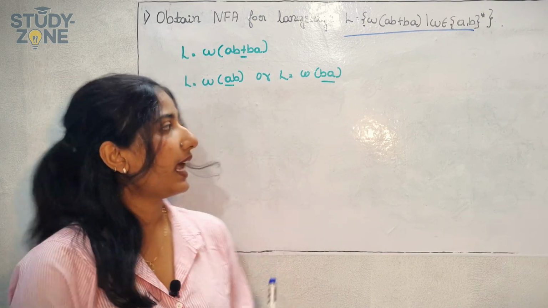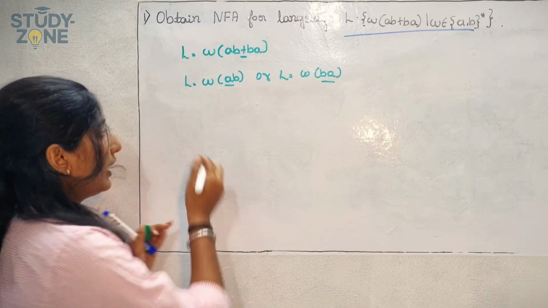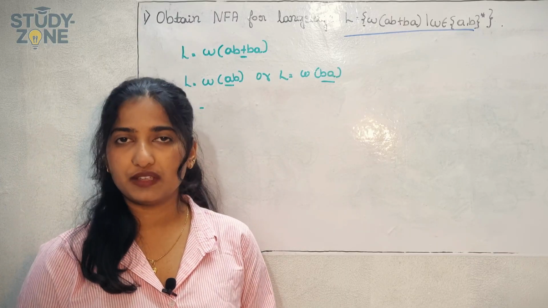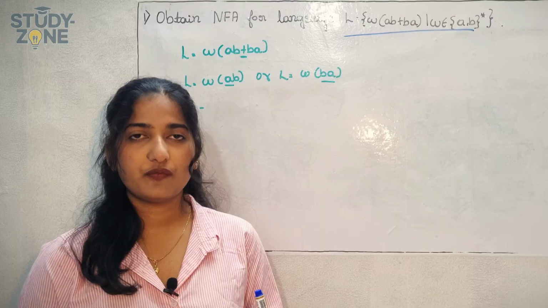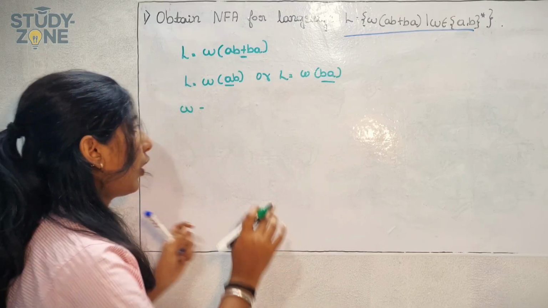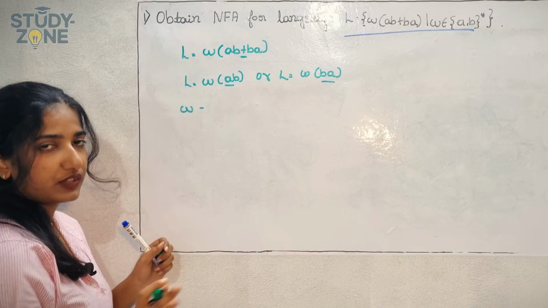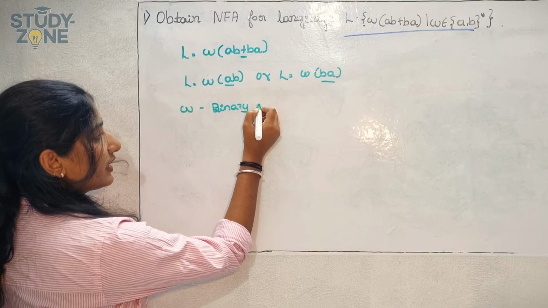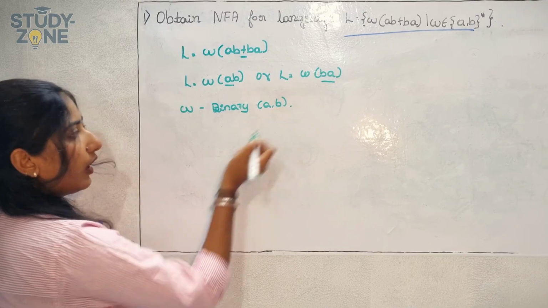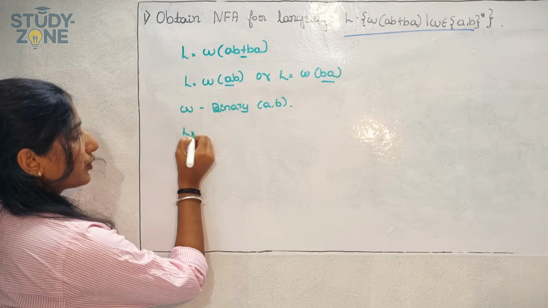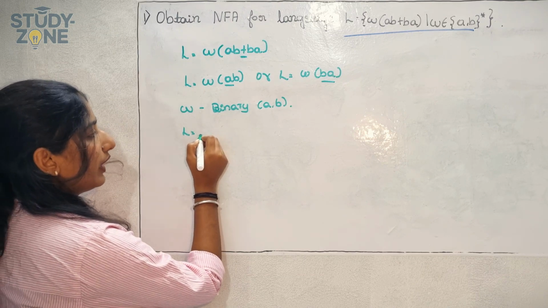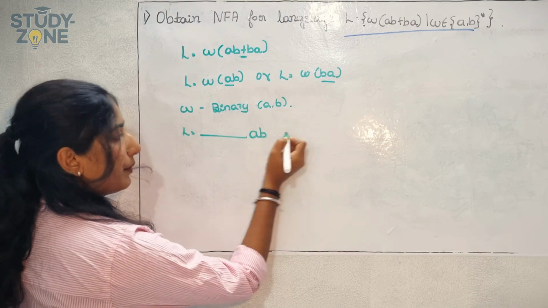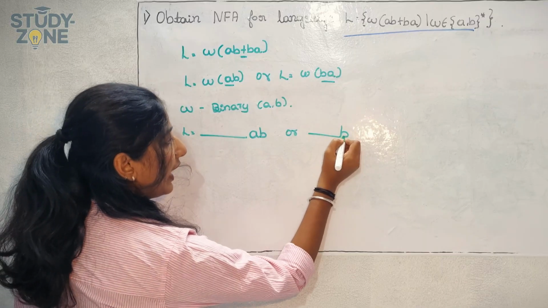But at the starting we can have w. w means a binary string over {a,b}, which means we can have any combination of a, b. So L is any number of characters, but at the end we should have ab or at the end we should have ba.